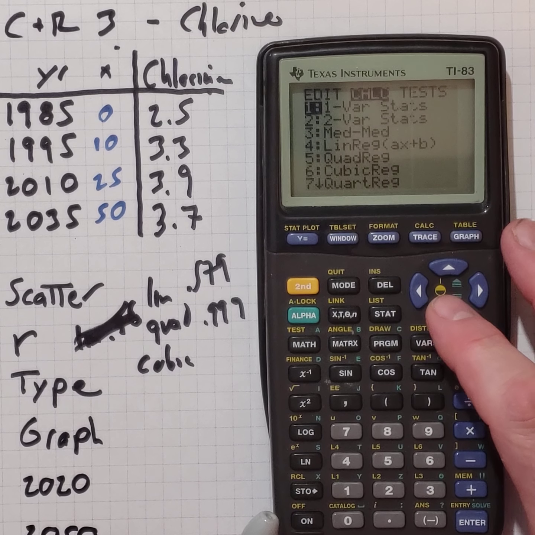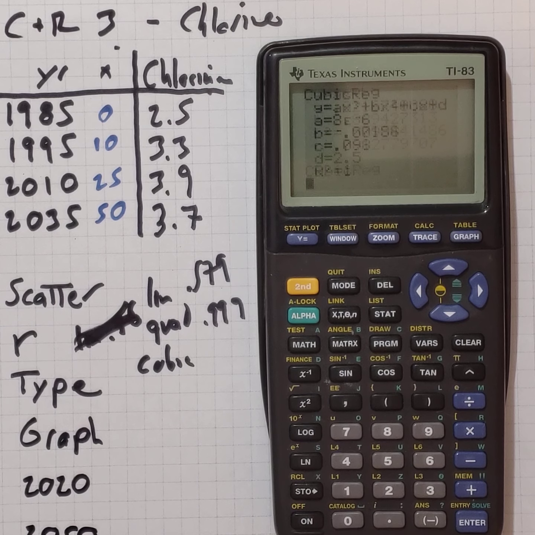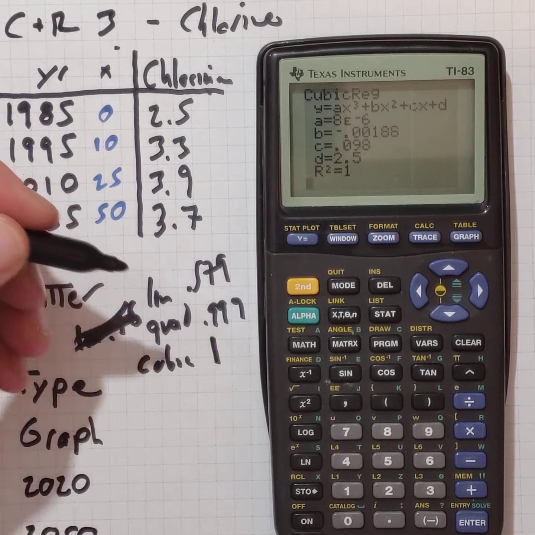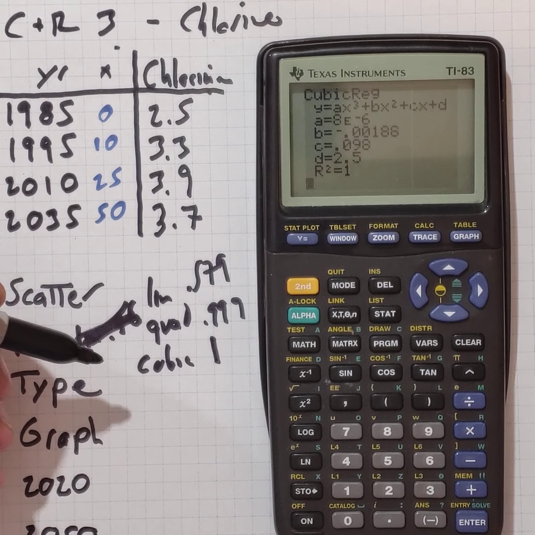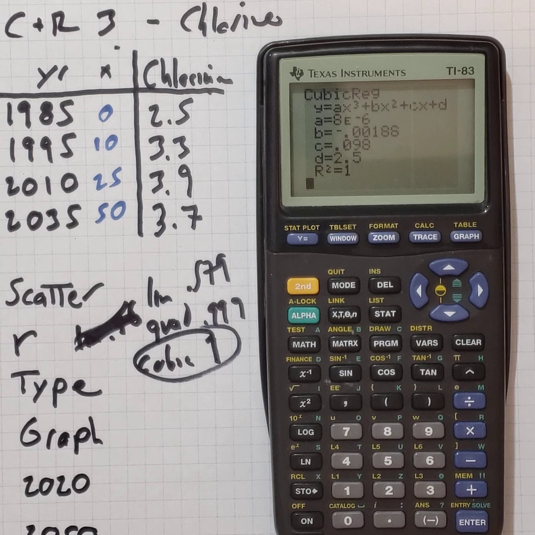And if we go down to cubic, we're never going to deal with quartic, which is the next one down. Our R squared is equal to 1, which is bigger than 0.999. So cubic wins. Okay, cubic is the most appropriate fit for this particular data.